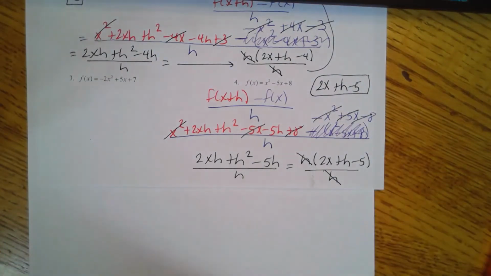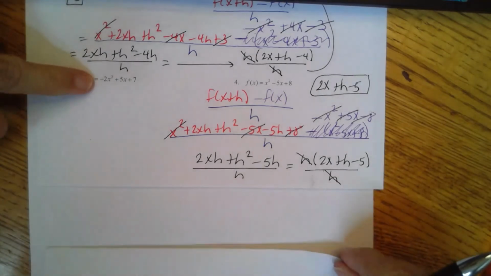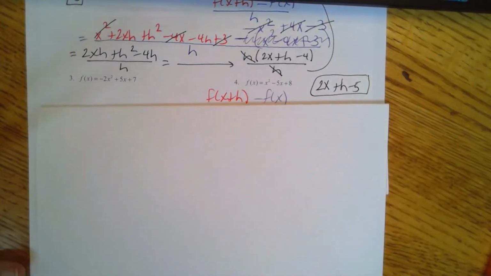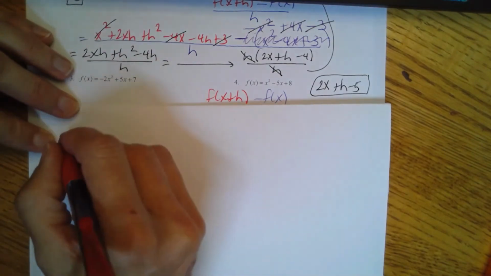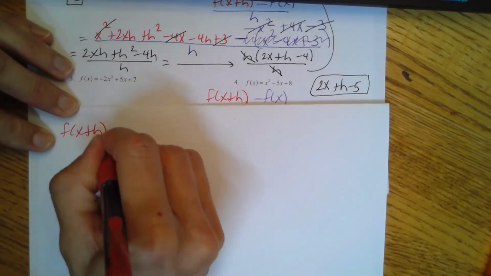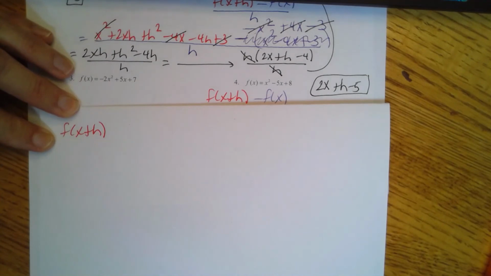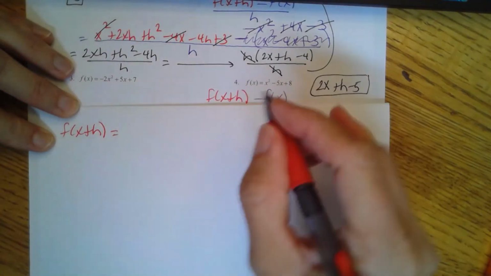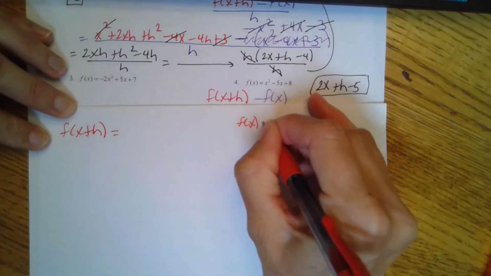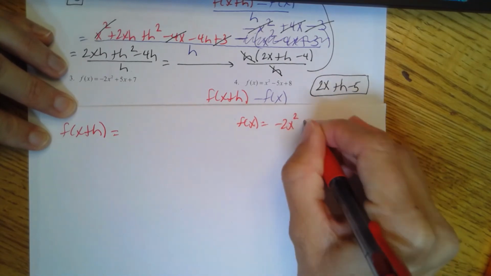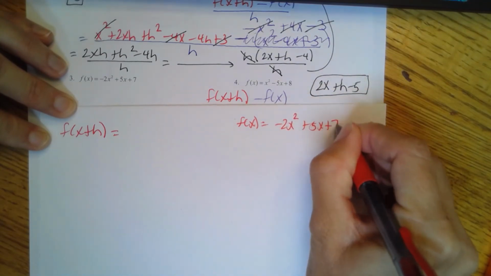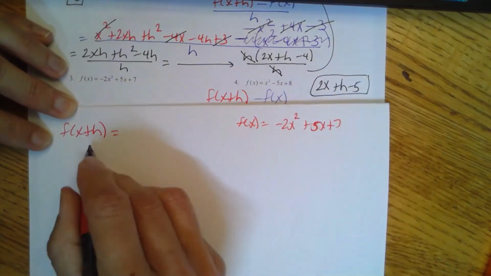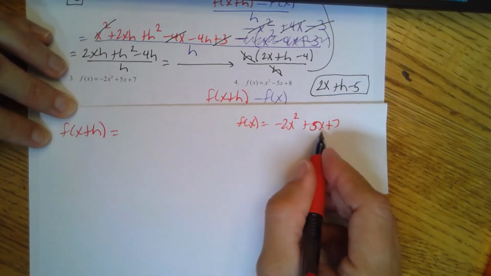So we have one more to do. And we haven't done one where there's a number in front, so I definitely want to do this one with you. And then when we get back into class, we will have you do one on your own. So f of x plus h is going to equal what? Well, we have that f of x equals negative 2x squared plus 5x plus 7. So we're going to have to plug in x plus h here and here.